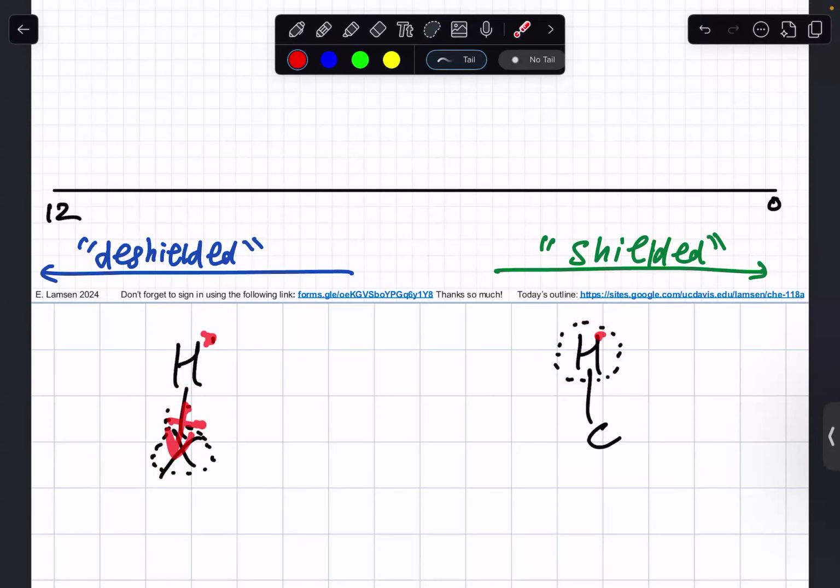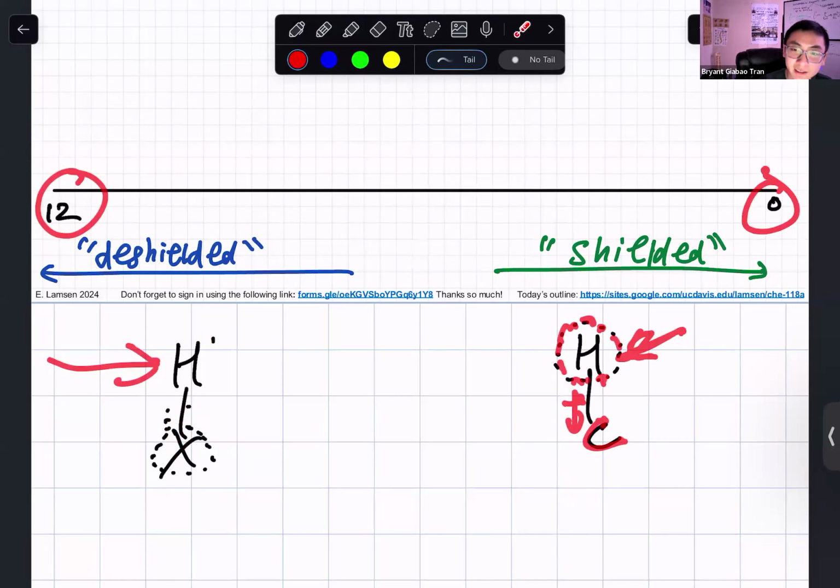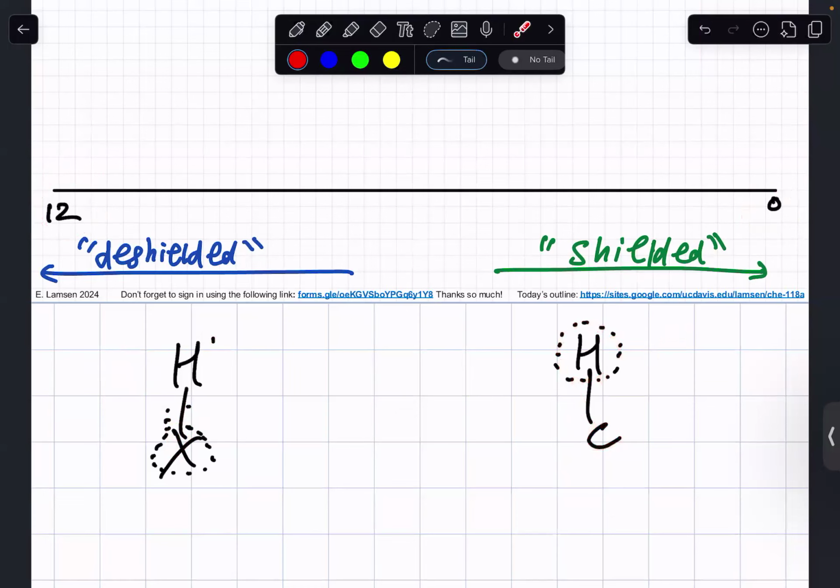Oh, okay. Right. And because it's de-shielded, it's like naked, so the HNMR is able to see it, and that's why it has a high ppm value. Whereas the shielded one is shielded by electrons. This carbon here is not electronegative enough to pull those electrons, so they're still around the hydrogen. So the HNMR cannot read it as much. That's why it has a lower ppm value on the right side. Okay, that makes sense. Right. So that's the concept of de-shielded versus shielded.